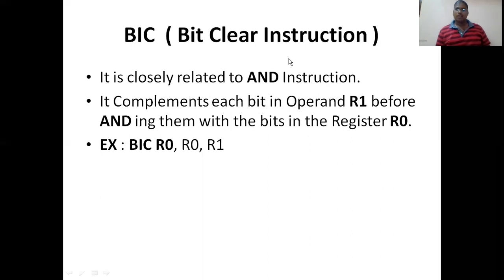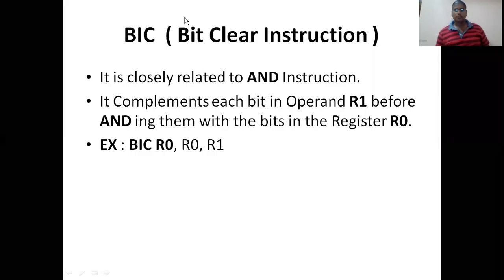Bit clear instruction is very closely related to the AND instruction. This is also one type of AND instruction, but before performing the AND operation, it will perform some other operation. What is that other operation? Read this line carefully. It complements each bit in the operand R1 before ANDing them with the bits in the register R0.